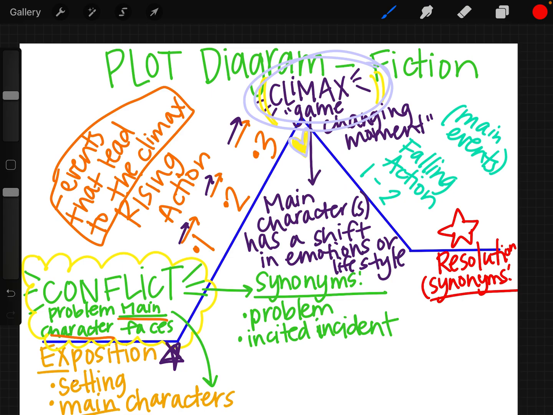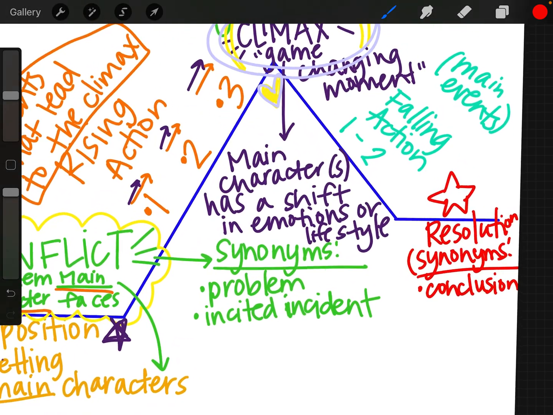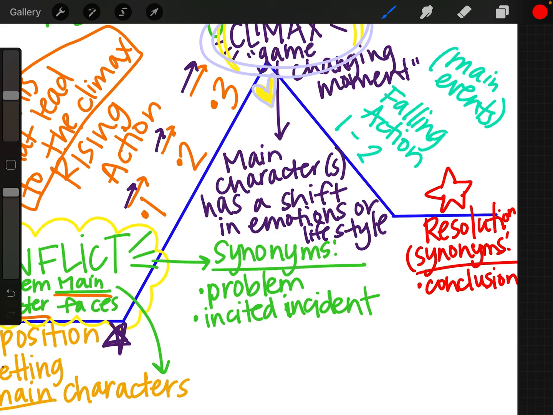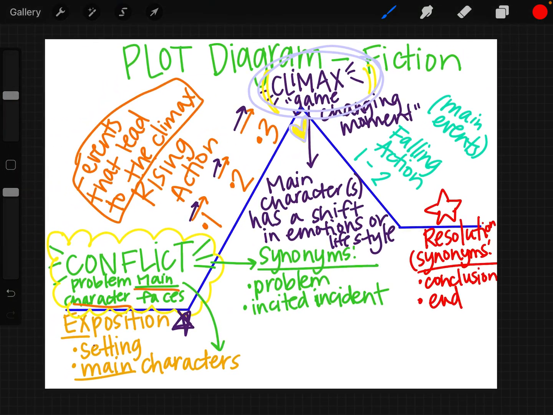All right, here's some synonyms. Sometimes you might hear conclusion. I don't really like the word conclusion. That's kind of like a finality, like there's an answer. If you read a book, there's not always an answer, like cancer is not always solved or healed. The thing that's broken is not always fixed. But a lot of times people do call it a conclusion or the end. Those are some synonyms that you might hear.